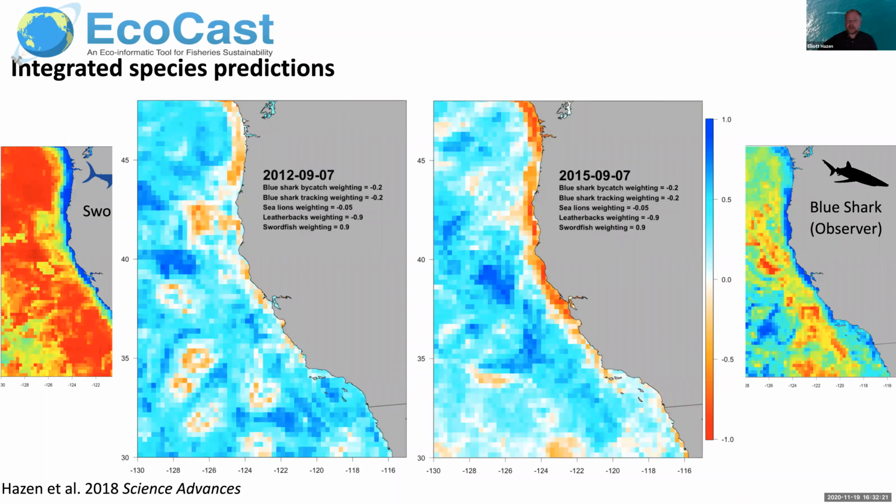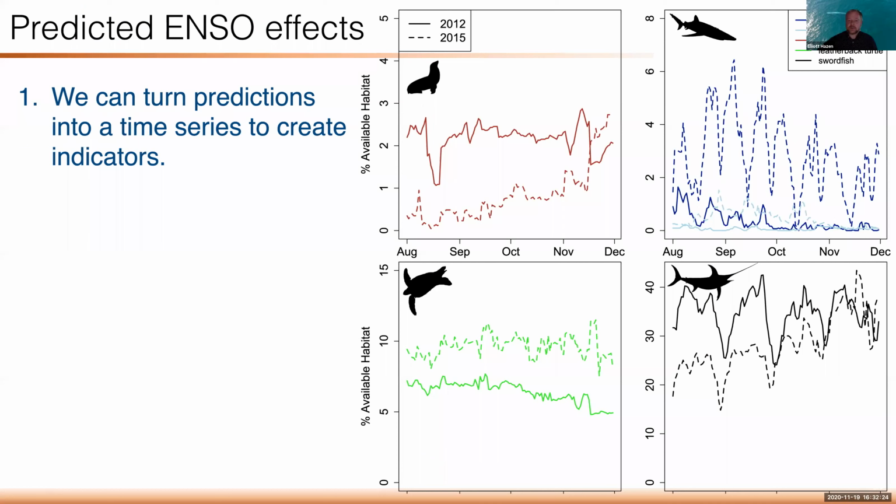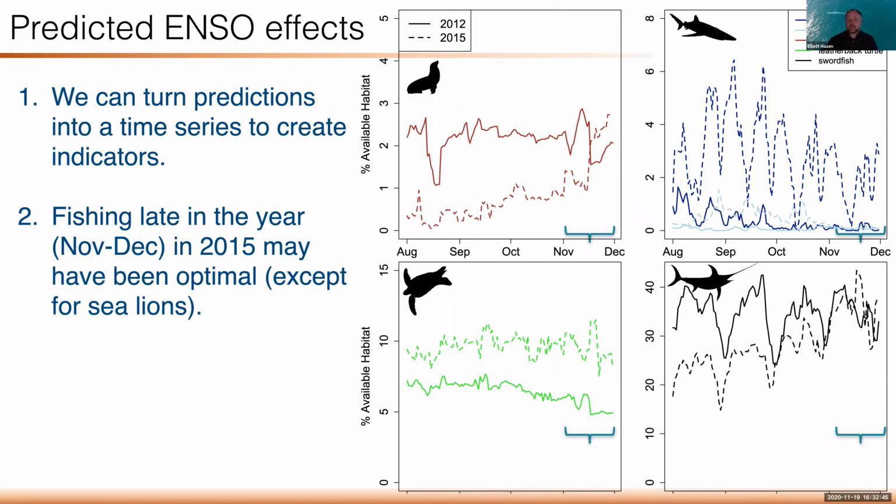The other nice thing, one of my other federal job hats, is working on the California Current Integrated Ecosystem Assessment. And those are really interested in this concept of indicators to look at time series of change relative to long-term means. And we can use these models to calculate percent available habitat and turn the EcoCast components into indicators. One of the things that can be really useful for is seeing that fishing late in the year, for example, November to December in 2015, may have been optimal for these focal species, except sea lions, where you see a slight increase in 2015, which is a dashed line. So you're looking for the areas where swordfish have the highest values and the bycatch species have the lowest values for those given years.